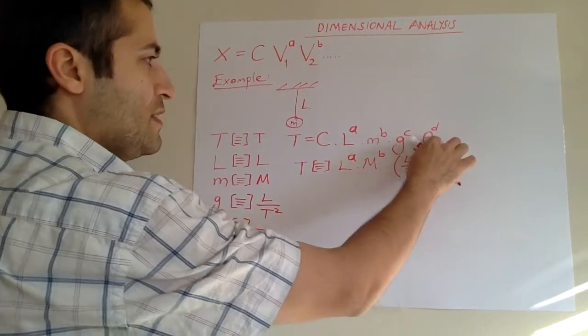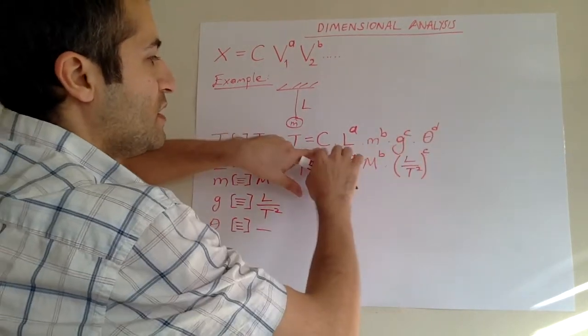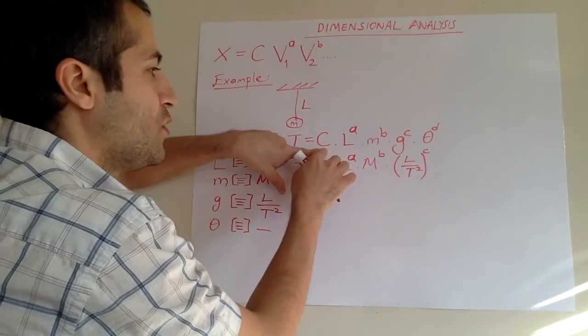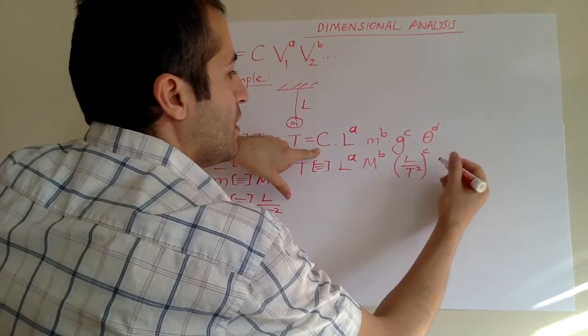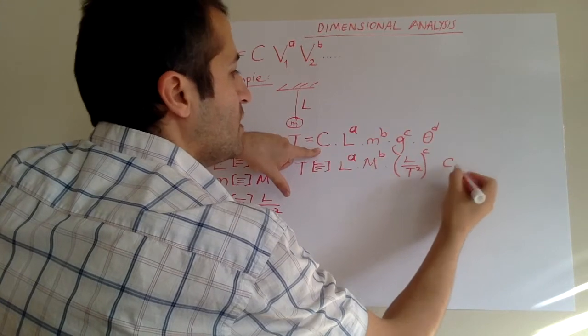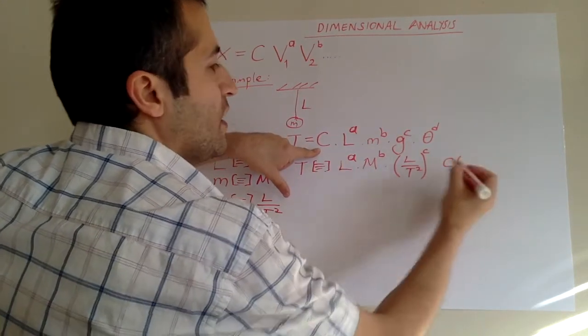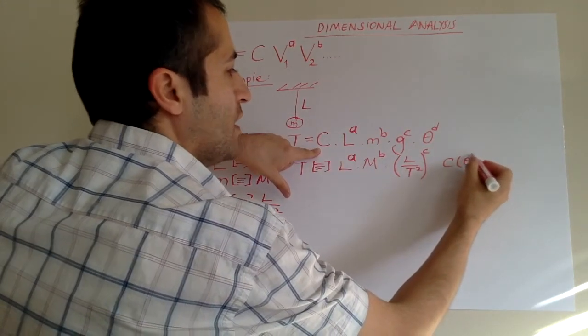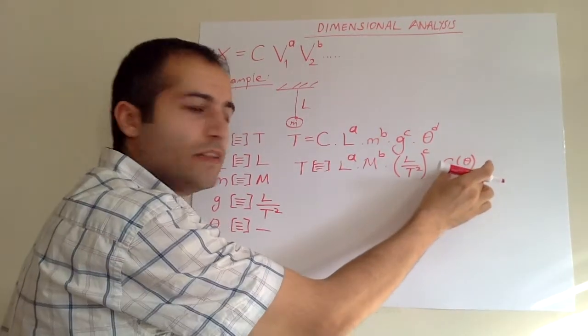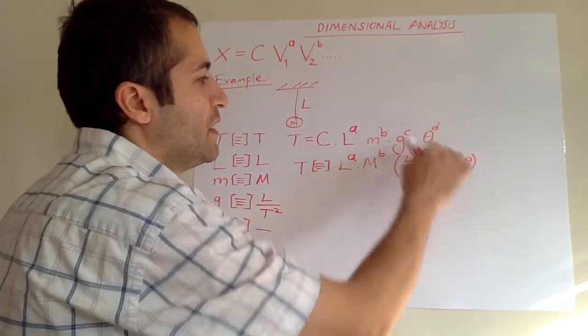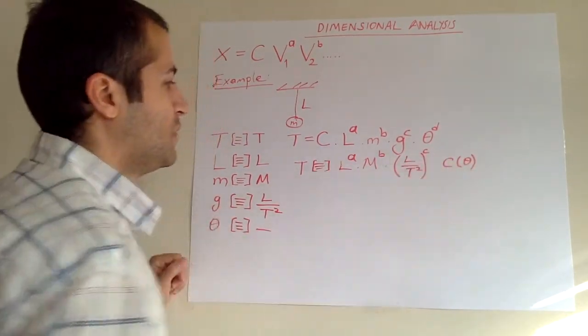Since theta is unitless, we can absorb this in this constant term. So we can actually write down this is going to be a constant, but this constant might depend on theta. So this is the unitless part, and theta can be absorbed in this unitless part.